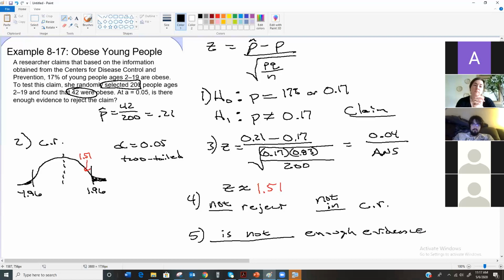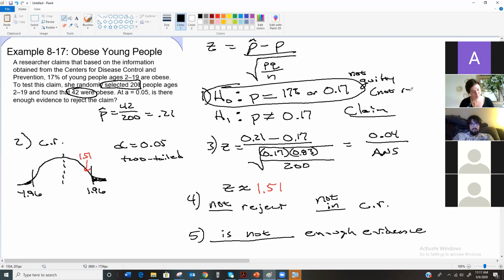Doesn't mean it actually is 17%. It just means this sample, this study did not find enough evidence to show that it's not. So we're just going to have to go with the 17%. So in this case, the null hypothesis was not guilty. Okay? It was not found guilty. We did not reject. So the claim is wrong. There is not enough evidence to support the claim that it's not 17%, because we did not have enough evidence to convict that null hypothesis. Okay, and that's what we're going to have for the proportions.